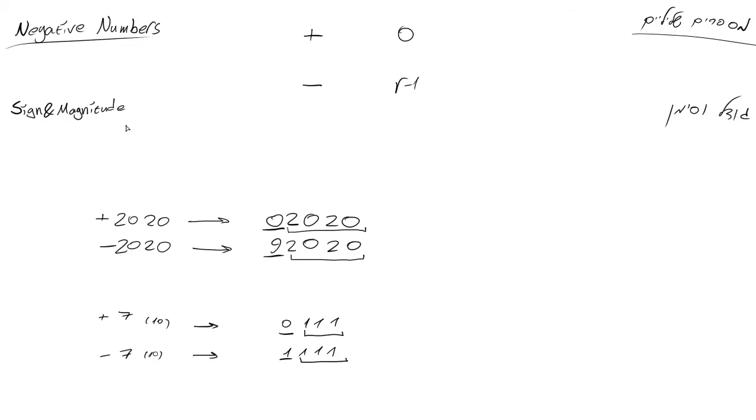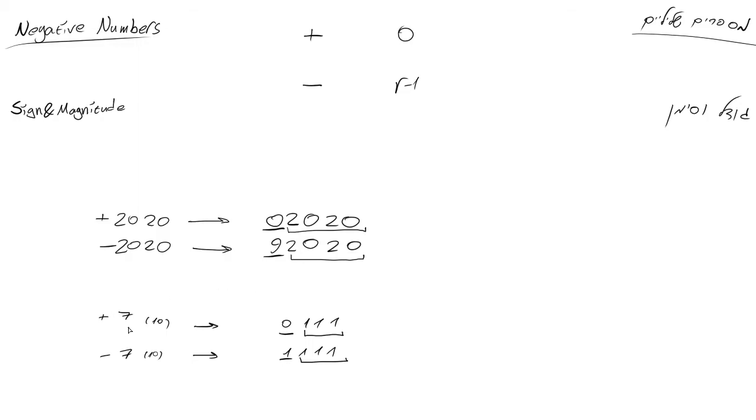Sign and magnitude. Sign and magnitude is the way we use numbers daily. We get the number 2020, and as I said, you put a 0 on the left side to denote it's a positive 2020. If you want to say negative 2020, just put a 9 on the left. The number itself remains exactly the same. It is unchanged between the positive and negative, because it's sign and magnitude.